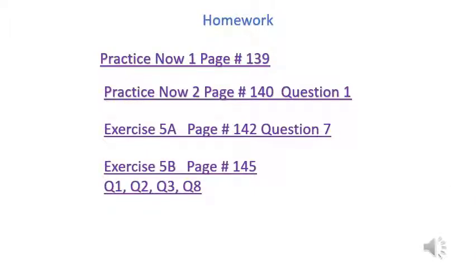Homework: Practice now 1, page number 139. Practice now 2, page number 140, question number 1. Exercise 5A, page number 142, question number 7. Exercise 5B, page number 145, question number 1, question number 2, question number 3 and question number 8.